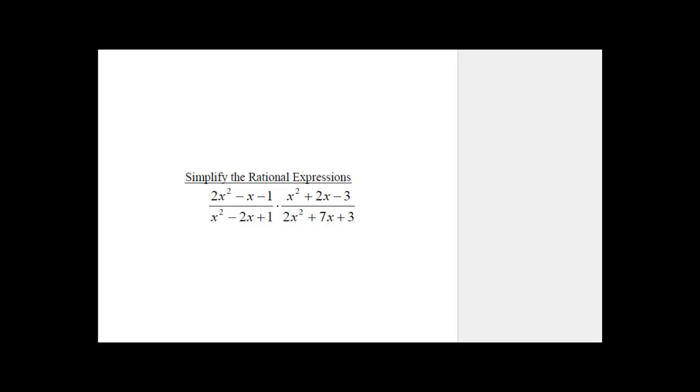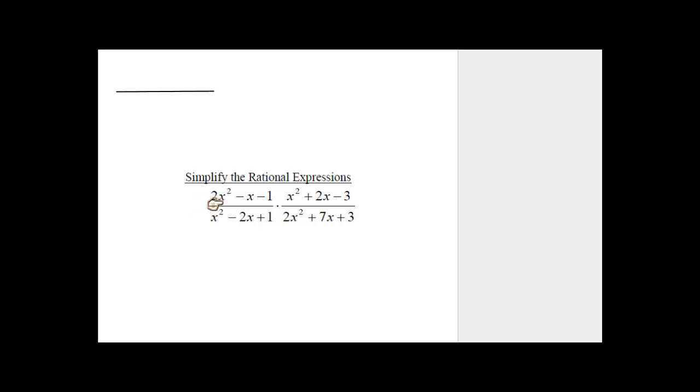Simplify the rational expression. What would be the first step? We have some students online. Let's start with Sunit. Sunit, what do you think we should do first? Factor them. We need to factor these. So let's start with factoring each of these. Let's take a look at the first one.